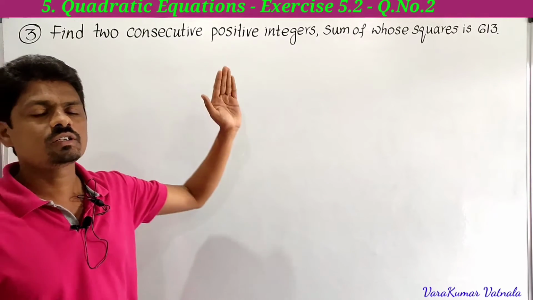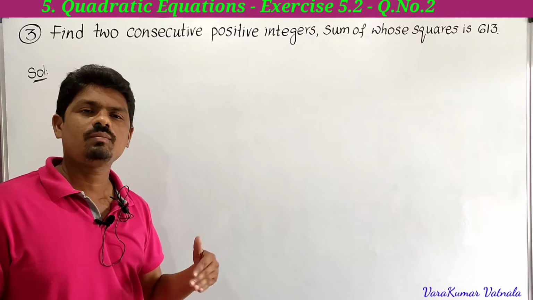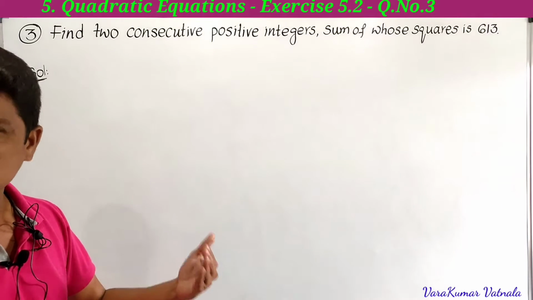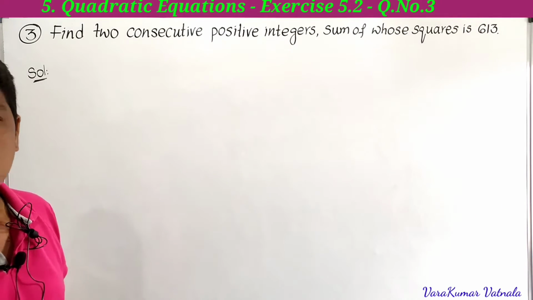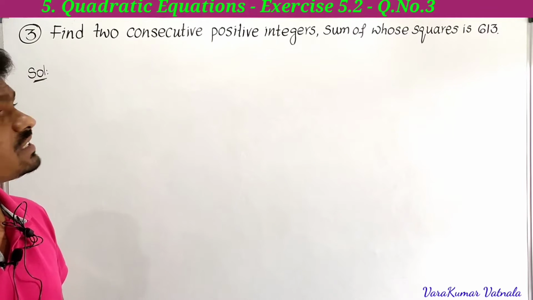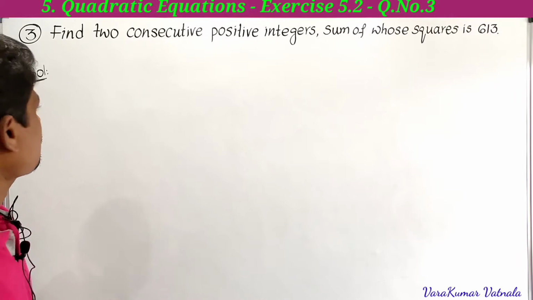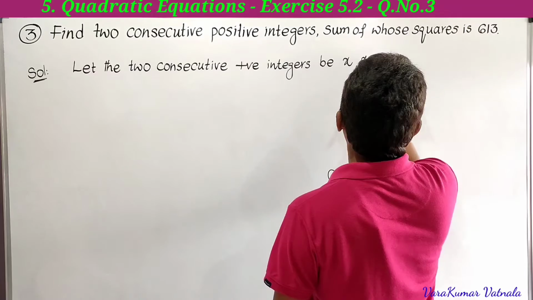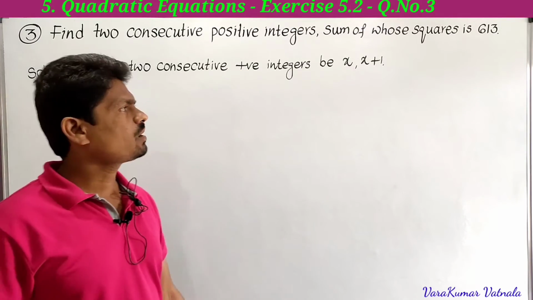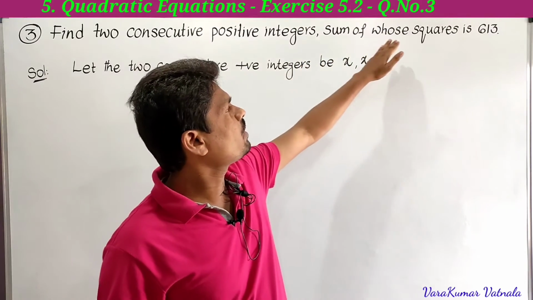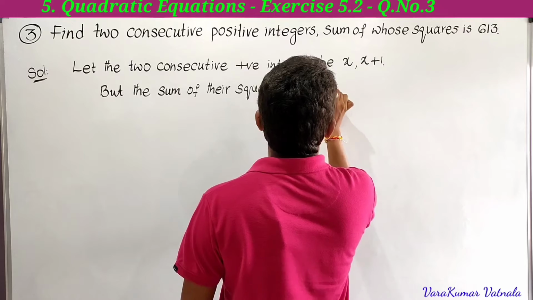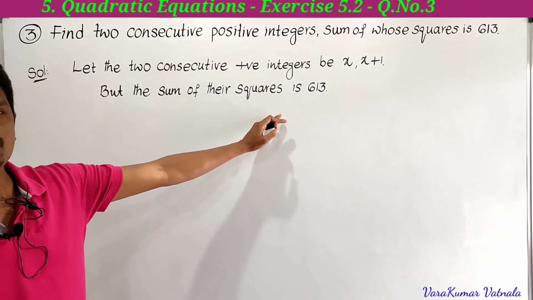So here consecutive means one after other. Suppose if one number is 10, then the other is 11, the next coming number. So if one number is x, then the other is x plus 1. So let the two consecutive positive integers be x comma x plus 1. He is saying that the sum of their squares is 613.